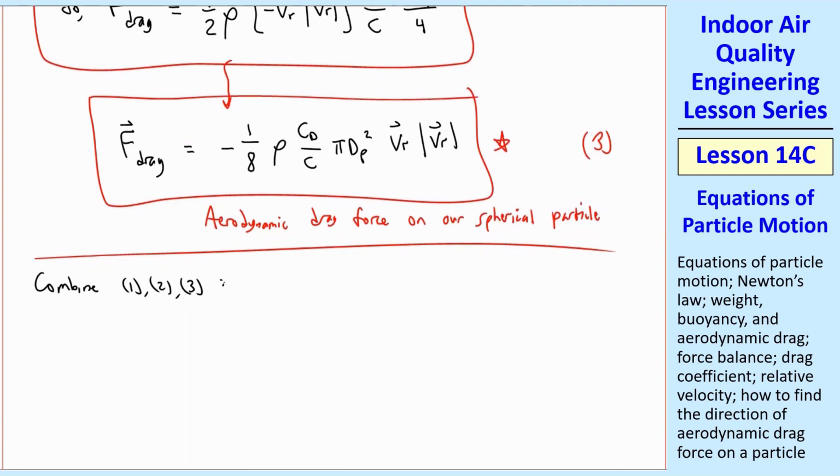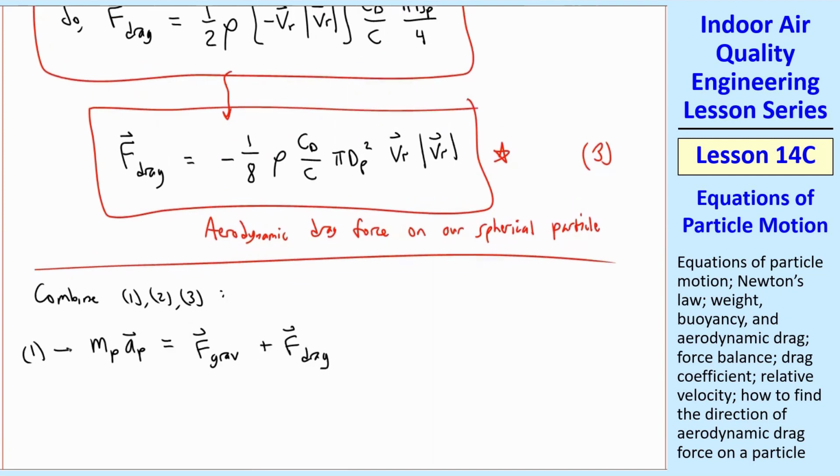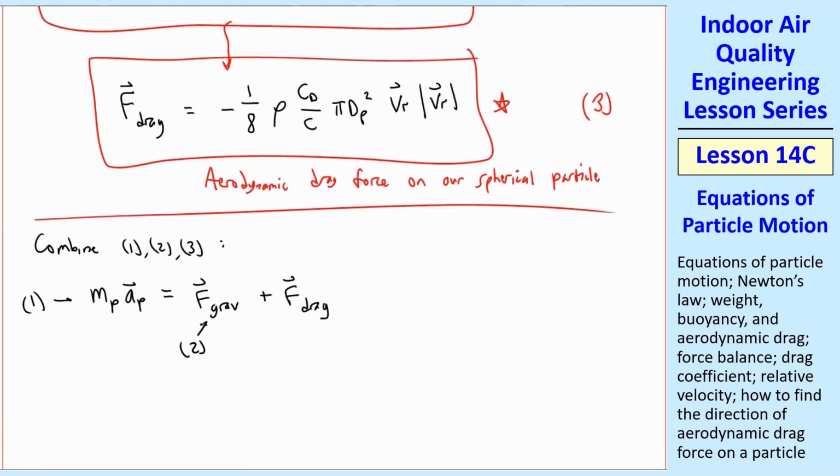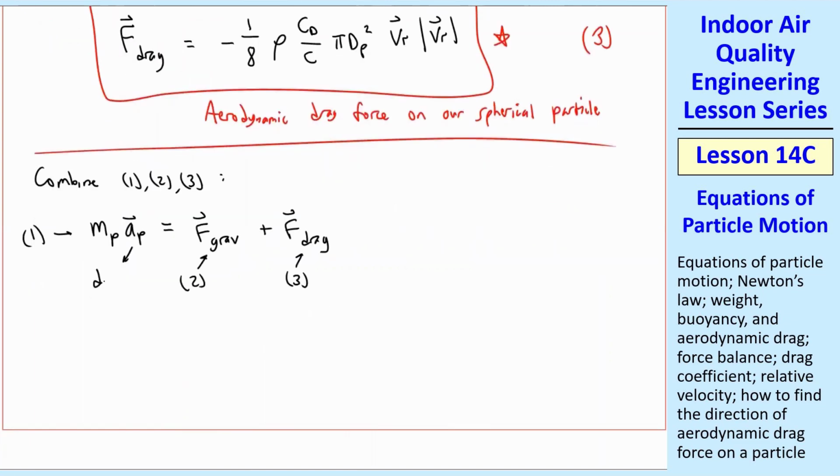Now let's combine equations 1, 2, and 3. Equation 1 was MP AP equal F gravity plus F drag. We use equation 2 for the gravity force. We use equation 3 for the drag force. And one other thing, AP is just dv, little v vector dt. That's the definition of acceleration of a particle. It's just the derivative of the velocity of the particle with respect to time.